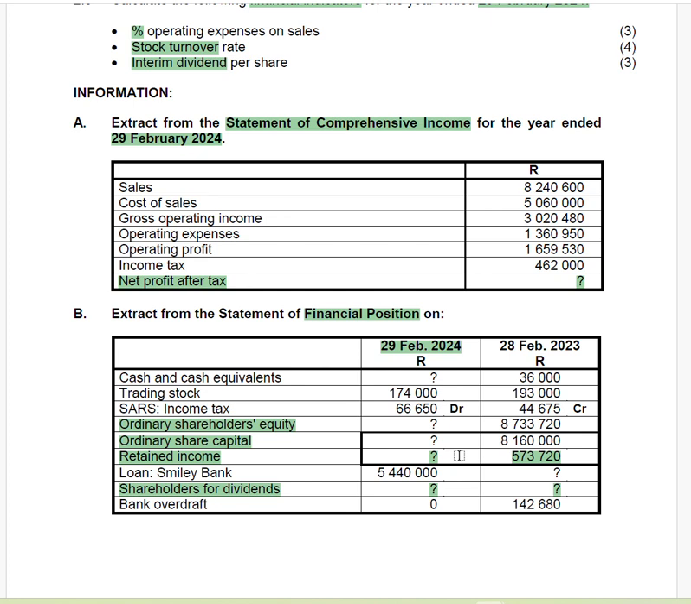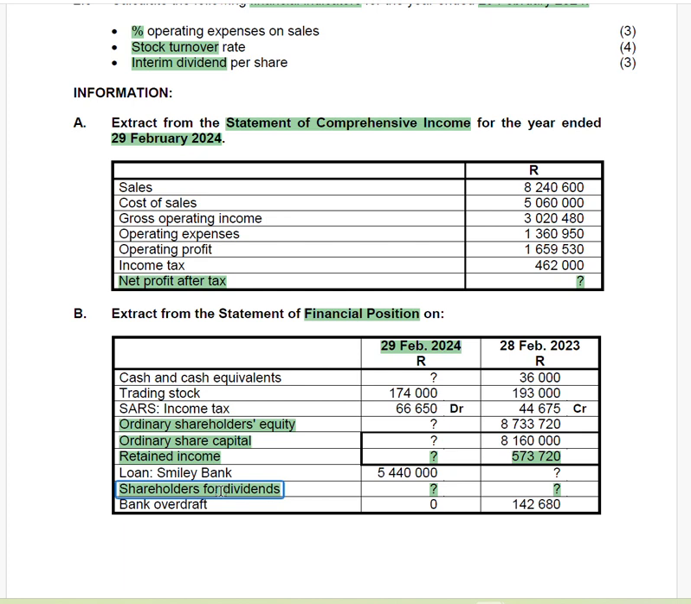So we do not have amounts for 29 February 2024, and we understand why we don't have them, because we are required to calculate the amount. And then when you look down, we have loan. So we don't need loan for the purpose of calculating the retained income note. And then when you move down, there's a shareholder for dividends.